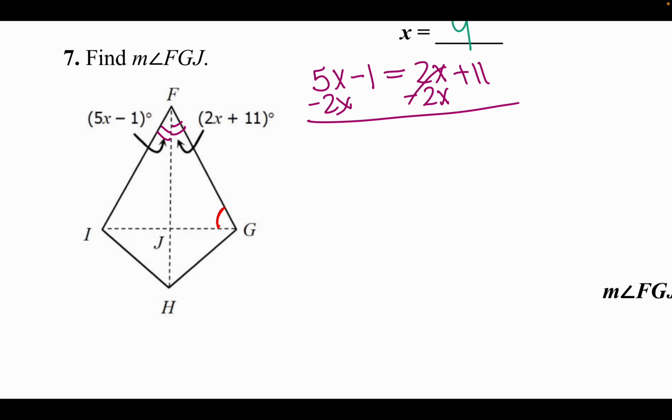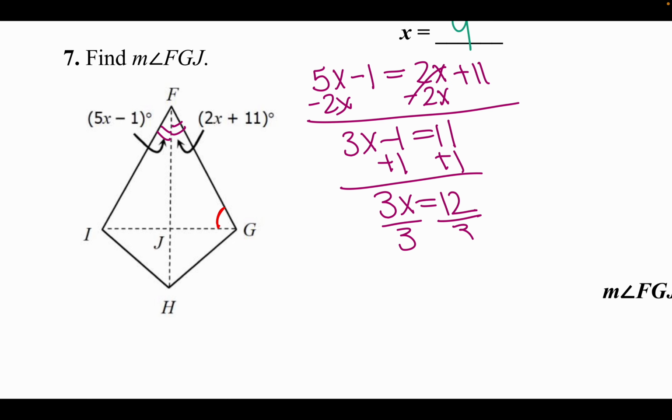So subtract 2x from both sides. So we have 3x minus 1 is equal to 11. Add 1. We have 3x is equal to 12. Divide by 3. We get x is equal to 4. We can plug that in. 8 plus 11. So this angle is 19 degrees.